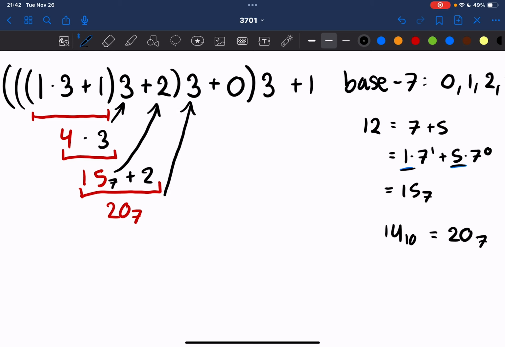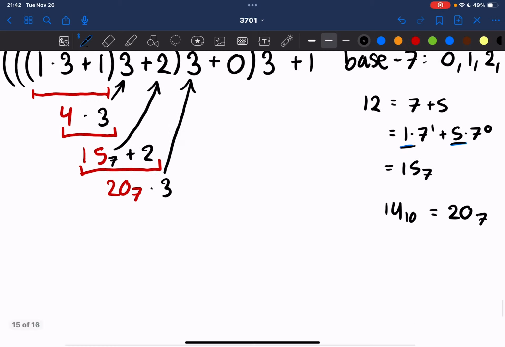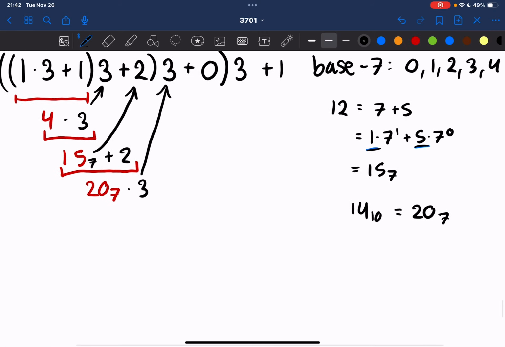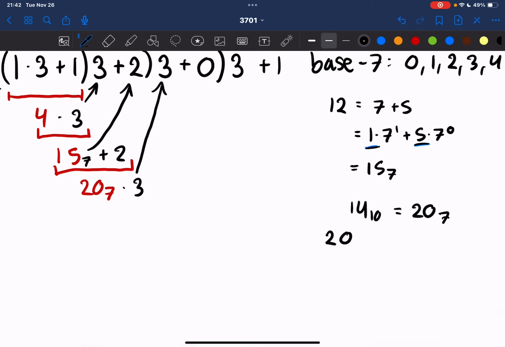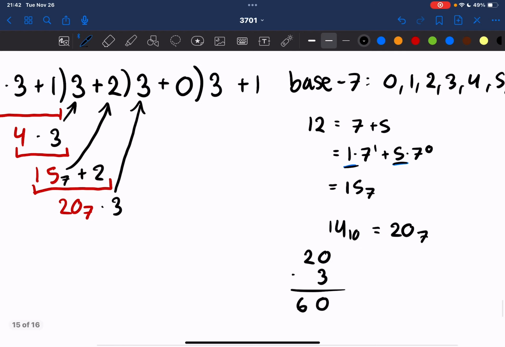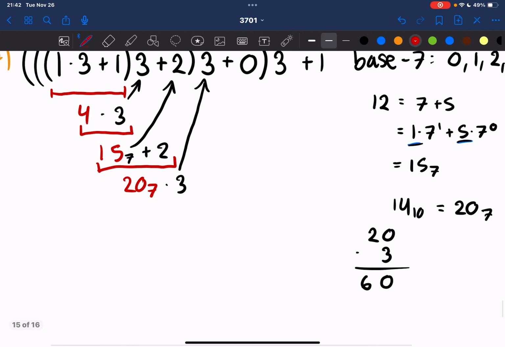Oops, I should probably do it like this. Multiply by 3. So what's 20 base 7 times 3? And obviously 3 fits in base 7, so we're fine. So we have 20 times 3. And what's 3 times 0? It's just 0. 3 times 2, that's 6. And since 6 fits, we don't have to do any conversion. Okay, so it's just 60. It's not too bad. So that's just 60.